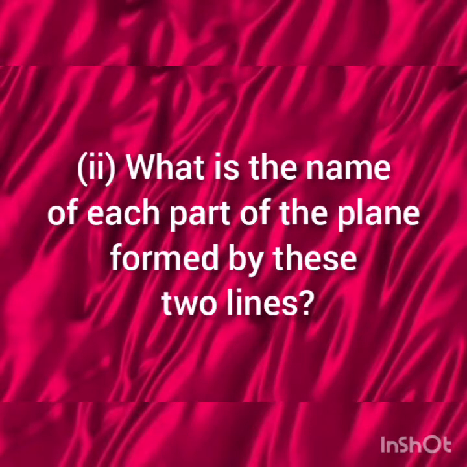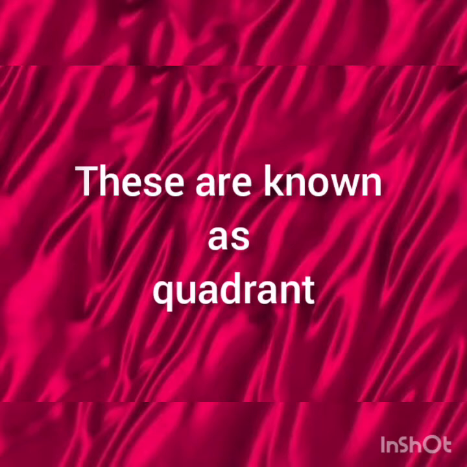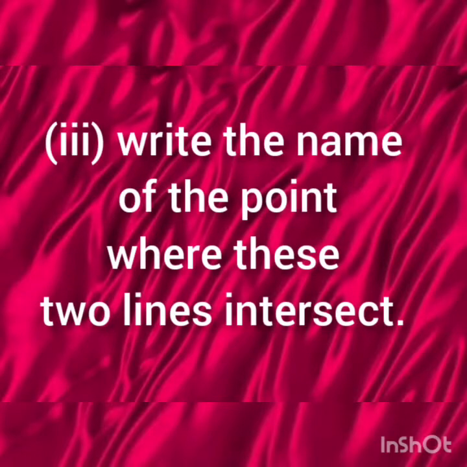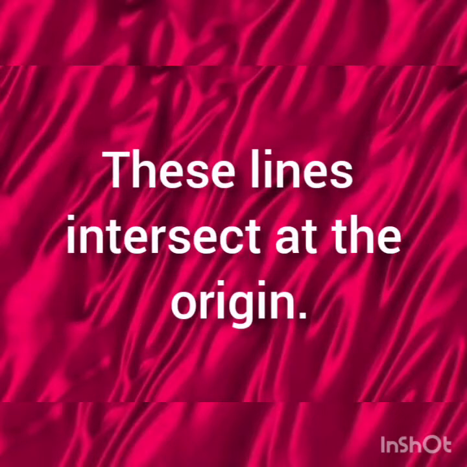The name of each part of the plane formed by these two lines. These are known as quadrants. Question number 3. Write the name of the point where these two lines intersect. These lines intersect at the origin.